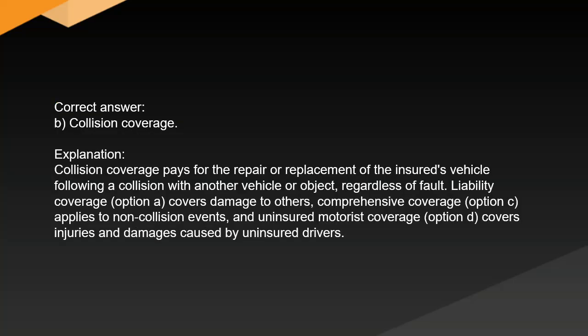Correct answer. B. Collision coverage. Explanation. Collision coverage pays for the repair or replacement of the insured's vehicle following a collision with another vehicle or object, regardless of fault. Liability coverage, option A, covers damage to others. Comprehensive coverage, option C, applies to non-collision events. And uninsured motorist coverage, option D, covers injuries and damages caused by uninsured drivers.